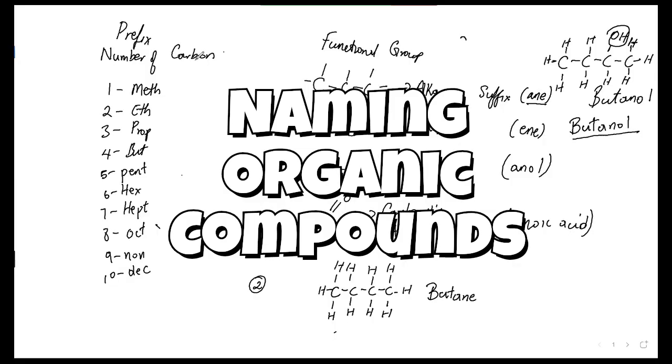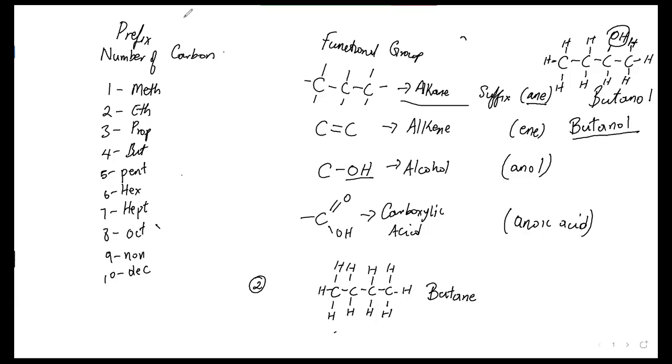All right, so when naming organic compounds, the compounds are named based on the number of carbon atoms and the functional group that is present in the compound. The number of carbon atoms tells the prefix that we assign to the name, and the functional group tells us the suffix, or the ending of the name.